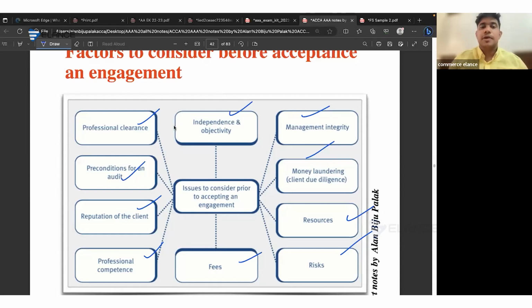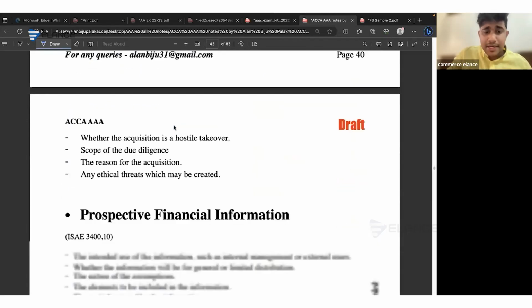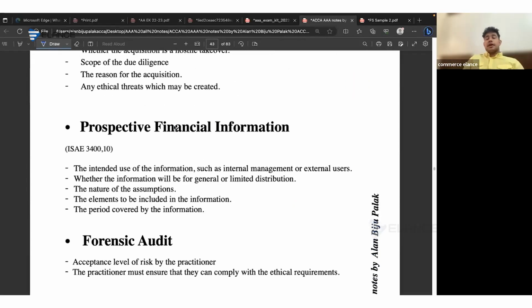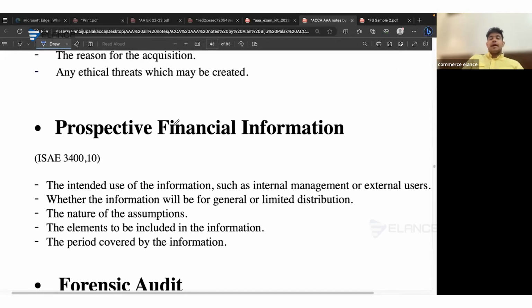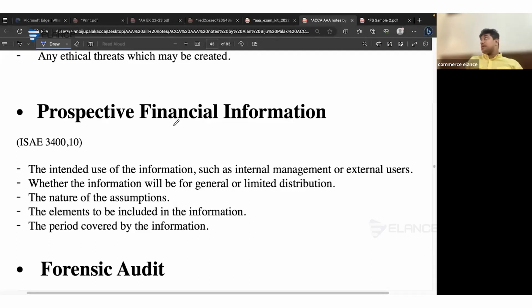All of these factors have to be considered before accepting an audit engagement. And in addition to these factors, if you're getting a question on matters to be considered before accepting a PFI engagement, then you have to consider what the intended use of the information is. Is that appropriate for you?